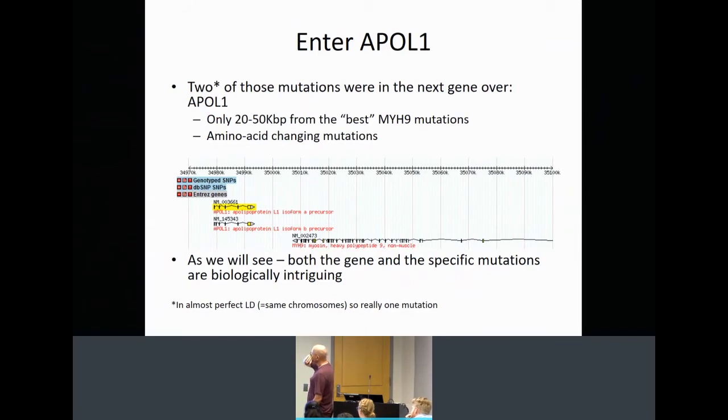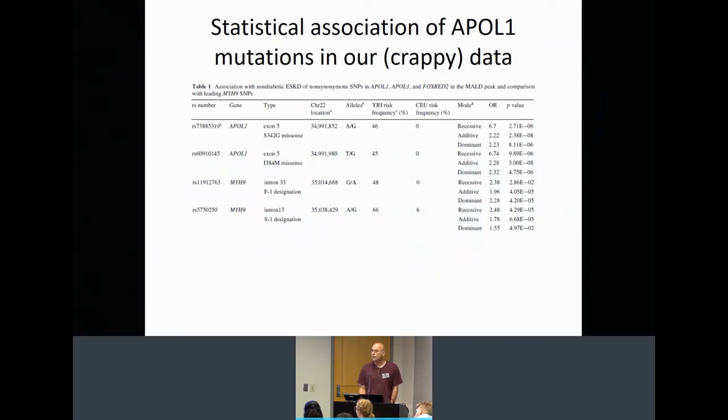It's only about 20 kilobases from the best MYH9. So the best MYH9 mutation is not one mutation but several mutations. But they're actually on the side close to the ApoL1 gene, and they are amino acid changing. So this is very exciting. Now we can do the statistics. So now we take our small prep sample that includes like 100 cases and a bunch of controls. We can do the statistics and see that the strongest association signal we find by far is in ApoL1. They are not in perfect LD, they are almost perfect LD, but the smallest p-values, the strongest signal we find, is on these ApoL1 mutations.